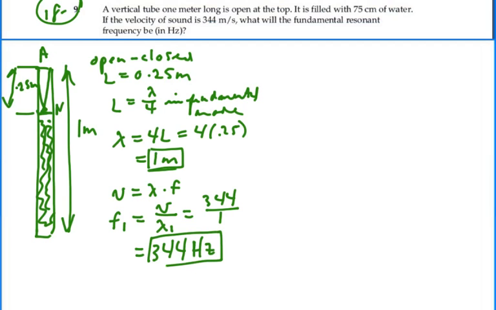So that is the frequency of our fundamental, and the information that the tube itself was 1 meter long was extraneous information. It didn't have to be given, because the main part was the length of the open end, closed end part of the tube, and we had to use that to figure this problem out. So this is our answer, 344 hertz.